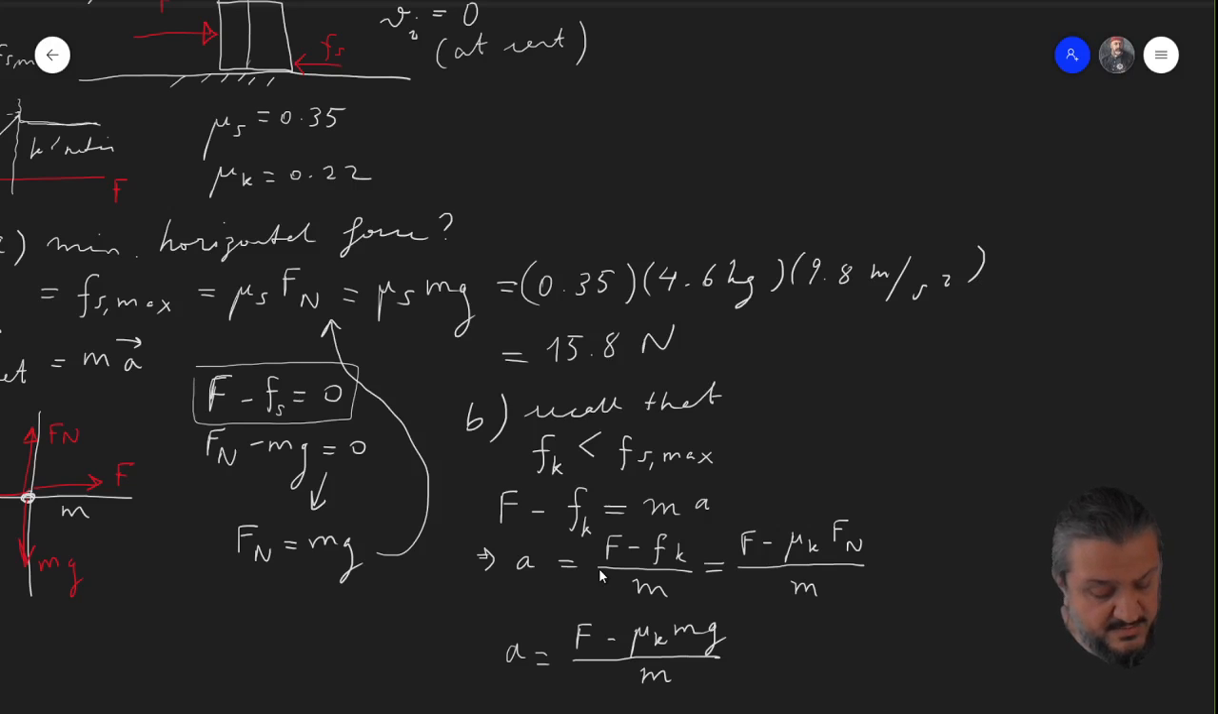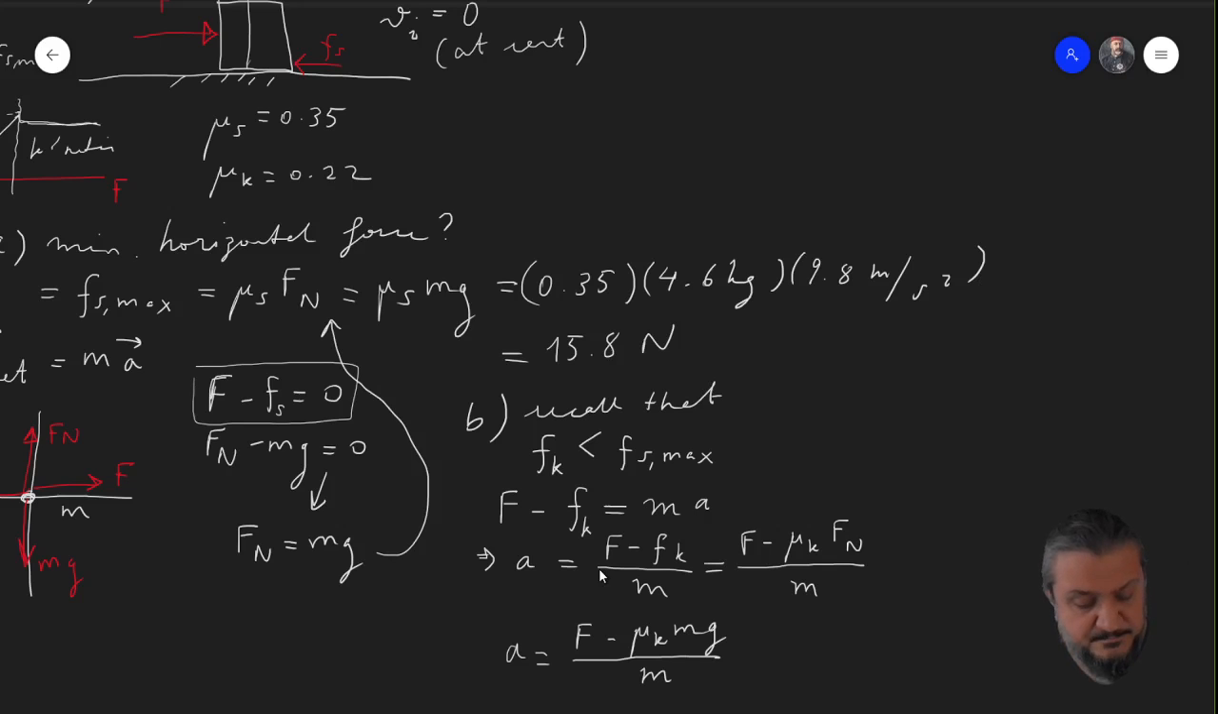There's another part here that says if it moves with constant velocity, what is its velocity? Now, if it moves with constant velocity, this means that you're not pushing it with 15.8 newtons. Actually, you're pushing it with something less than that. Can you find that force? Yeah, just take this acceleration formula and equate it to 0, and the force required to move it with constant velocity will be equal to mu k mg. But can you find the velocity from it?